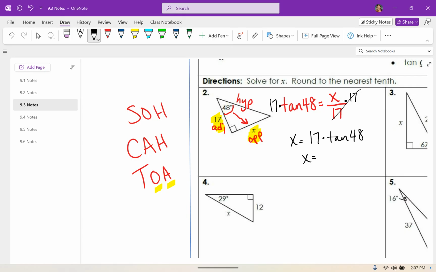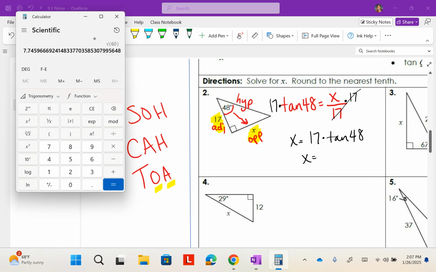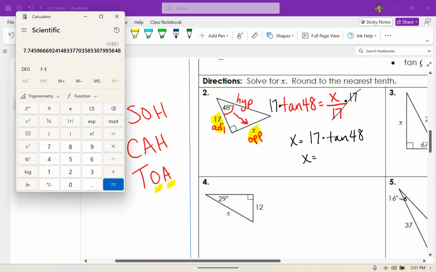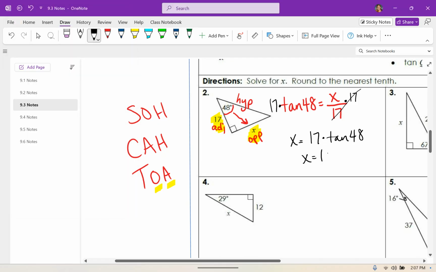And then we plug it into our calculator. This is the hardest part, trying to figure out how to use the calculator. So I am going to do 17 times 48 tangent equals 18.88. So about 18.9. Then I want you to write in 18.9 where x is and see if that seems like a reasonable number. And it does.